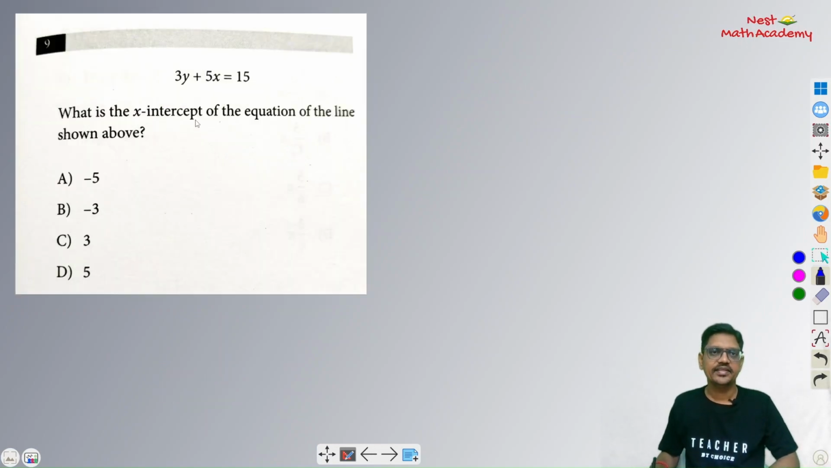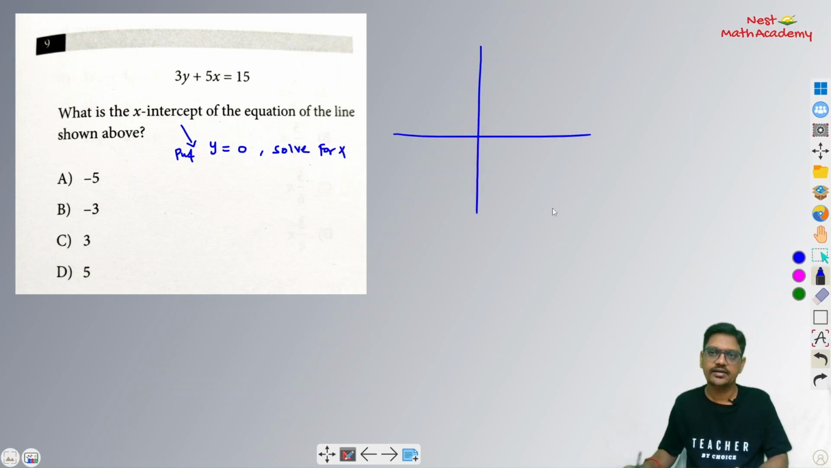Question number 9. 3y plus 5x is equal to 15. What is the x-intercept of the equation of the line shown above? Very simple. The x-intercept is the point where the line crosses the x-axis. That means y becomes 0 at that point. To obtain the x-intercept, we just need to put y equal to 0 and solve for x. Graphically, if you draw a line, where it crosses the x-axis is called the x-intercept, and where it crosses the y-axis is called the y-intercept. We are looking for this point.